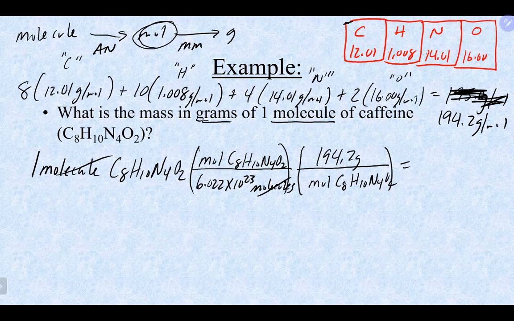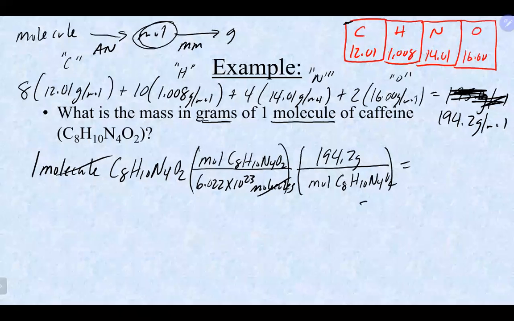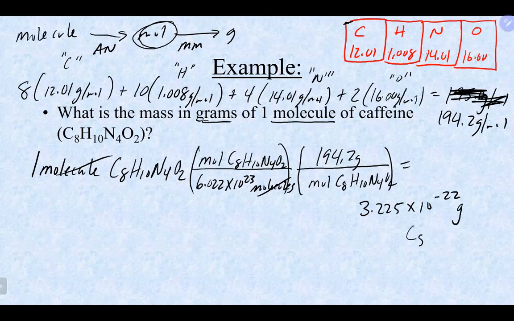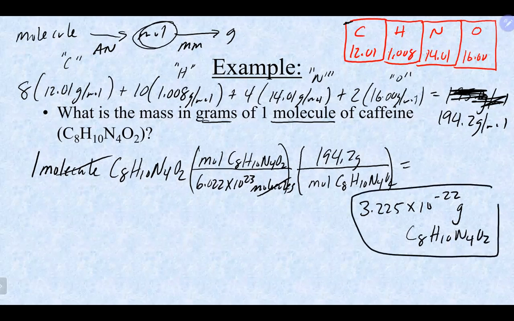And that will get us basically 3.225 times 10 to the minus 22 grams of our caffeine here. Any questions on that one there? Yeah.